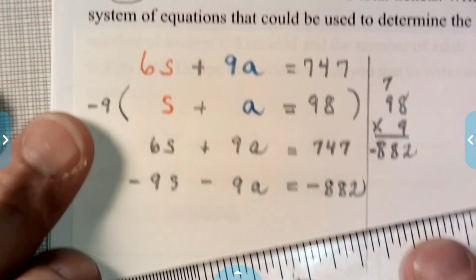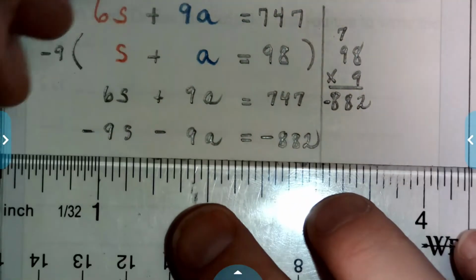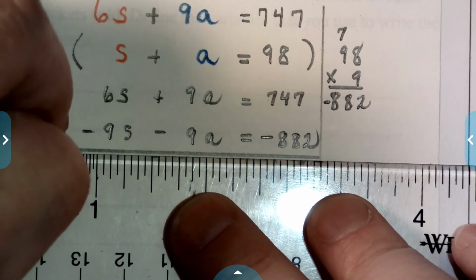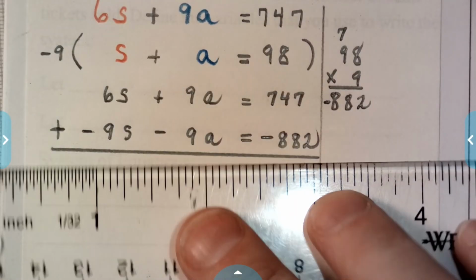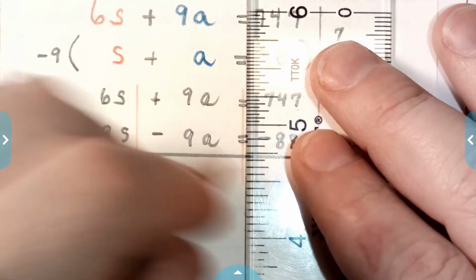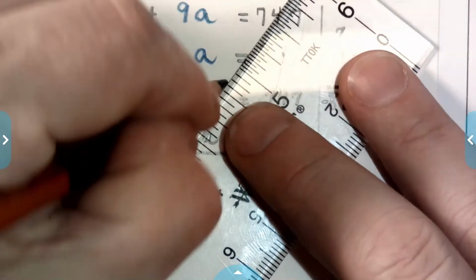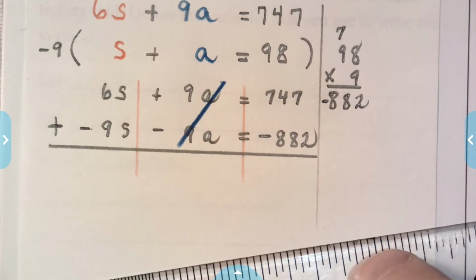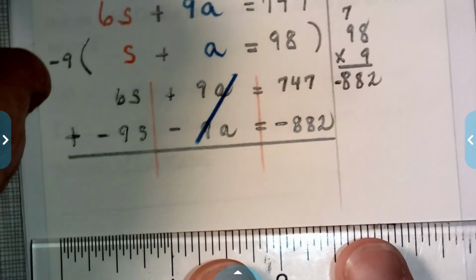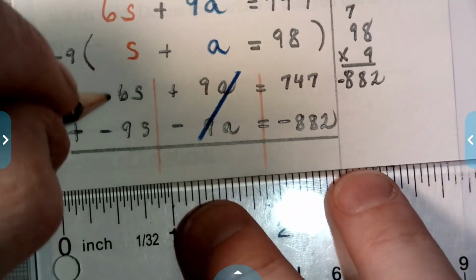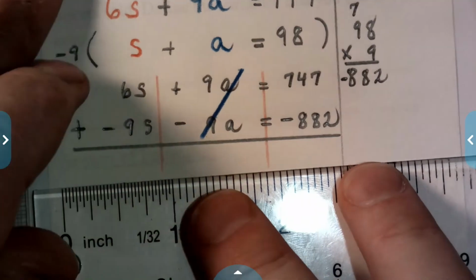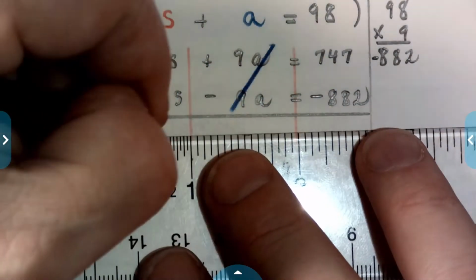Okay. All right, so now we can add, and if you put these in columns, you'll see that you can completely eliminate the A. So we solved for S now. Okay, so 6 minus 9 is -3S.